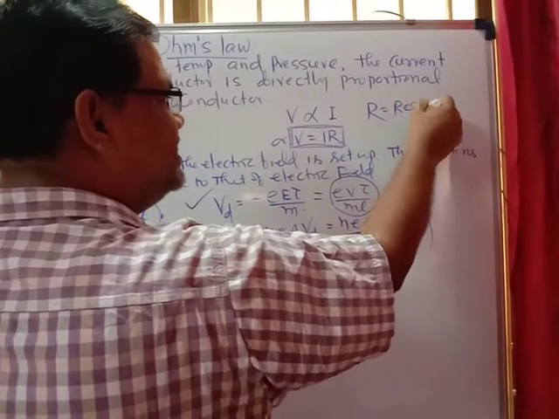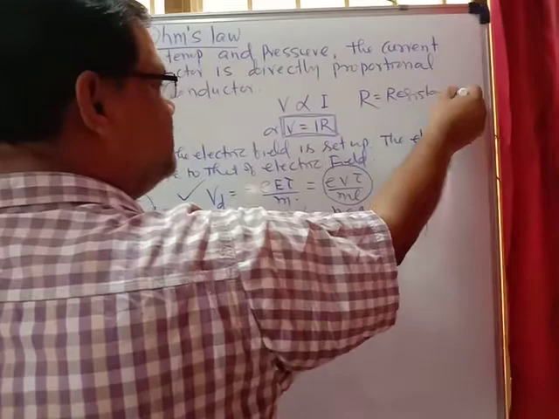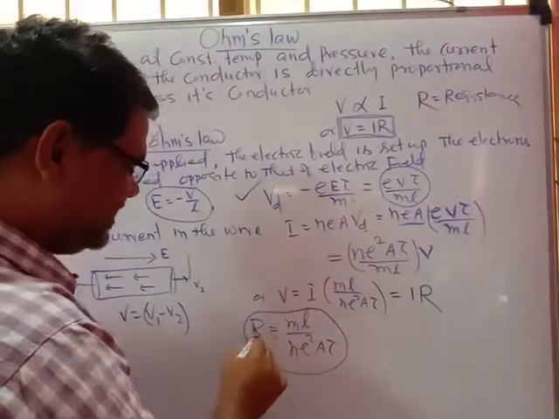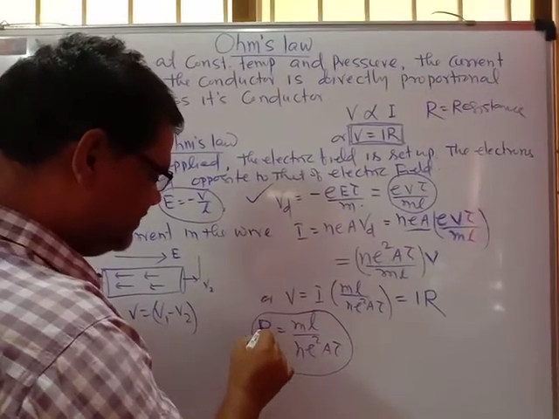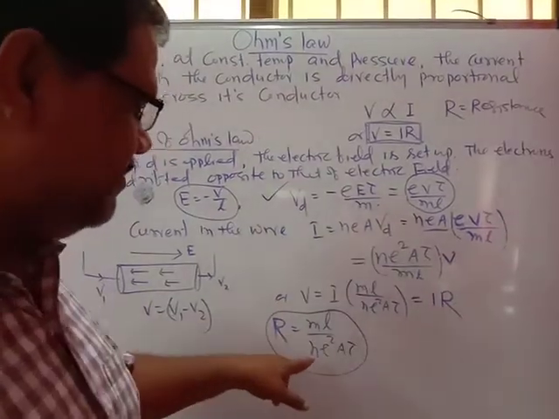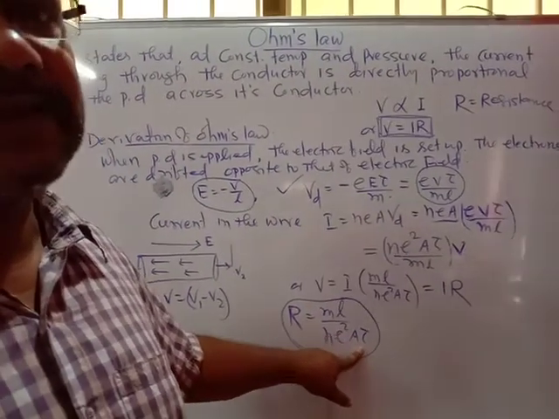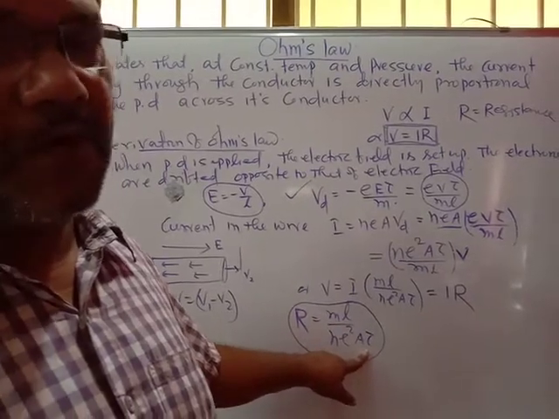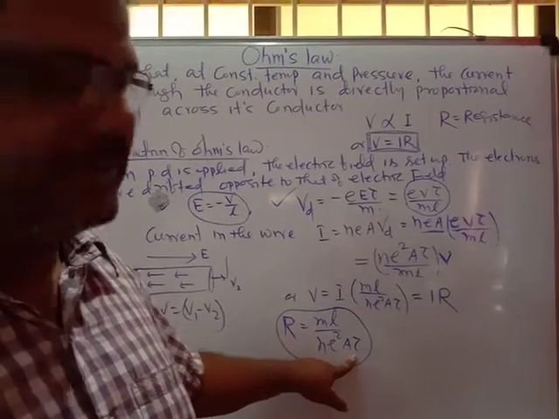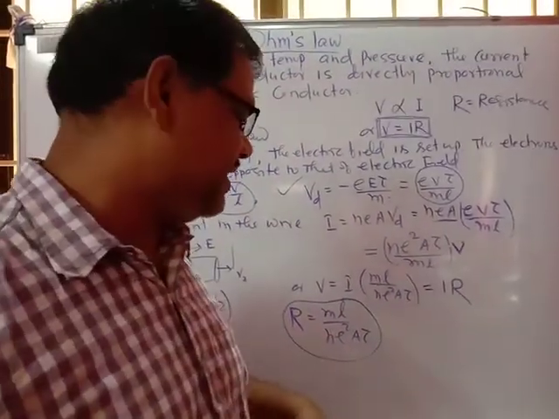This is called the resistance, and hence the expression for the resistance of the conductor is ml upon n e square a into relaxation time. Resistance is that which opposes the flow of current through the conductor.